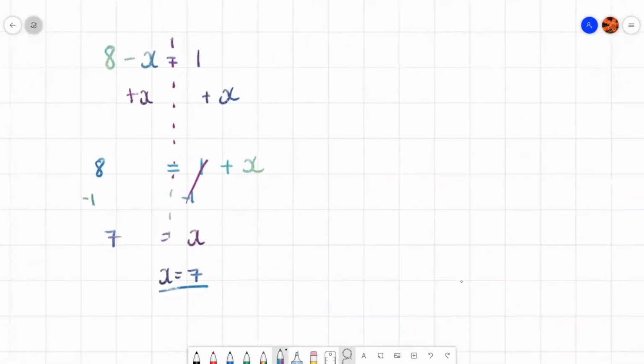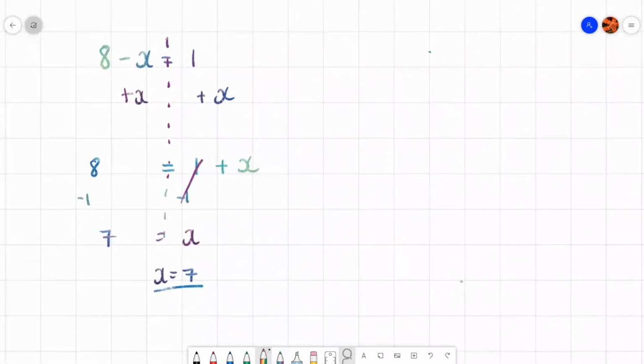Let's have a look at a different way. I'll keep that there so you can have a look. 8 take x equals 1. So again, draw your dotted line. Now I'm just going to do what I would do normally, like I did above, by subtracting 8 on both sides. So get rid of the number first. 8 take 8 is nothing. I'm left with minus x. Don't forget that the minus belongs to the x. The minus hasn't gone away with the number 8. It doesn't belong to the number 8, it belongs to the x. And then 1 take 8 is minus 7. Now I've got minus x equals minus 7.